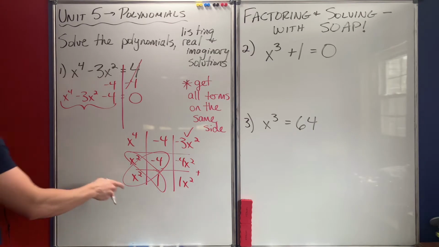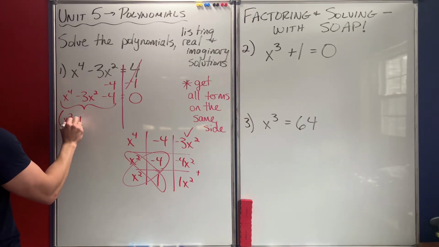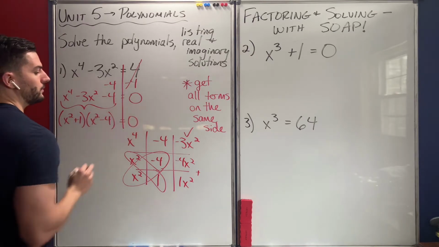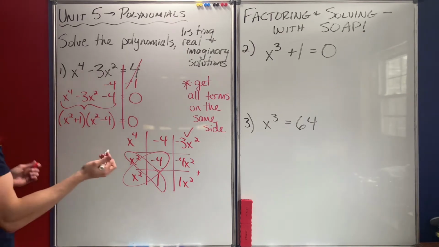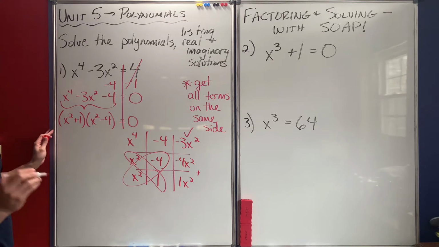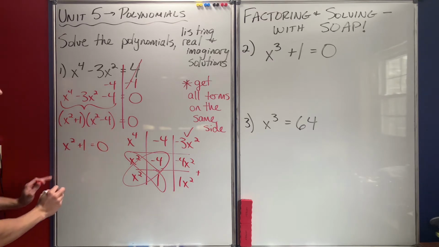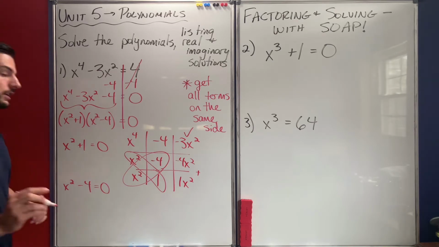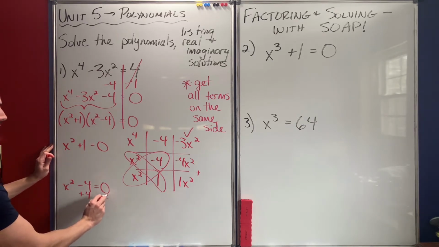So that means my 2 groups here are going to be x squared plus 1 and x squared minus 4 equals 0. And that means I can solve this by taking each group and setting it equal to 0. But just watch, it's going to be a little bit more complex here because of these x squareds. So x squared plus 1 equals 0, and then x squared minus 4 equals 0. I'll just do the bottom one first because that's going to be a little bit easier.